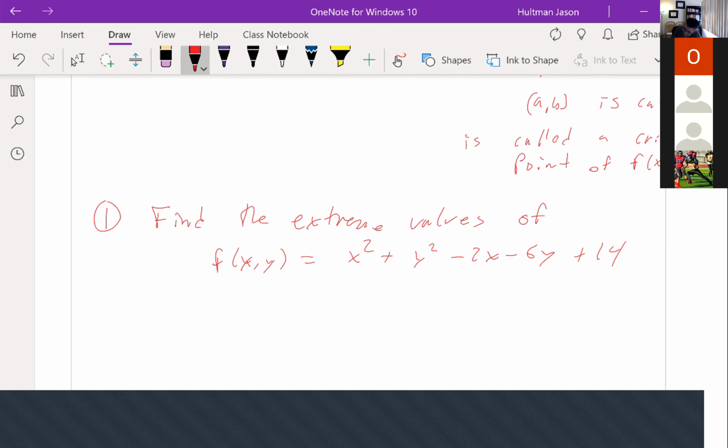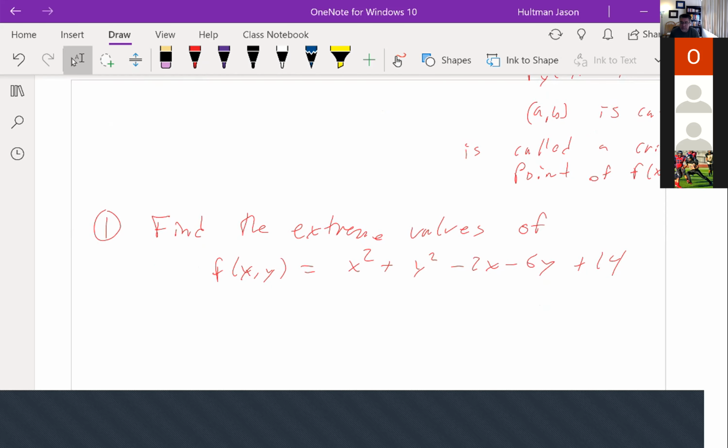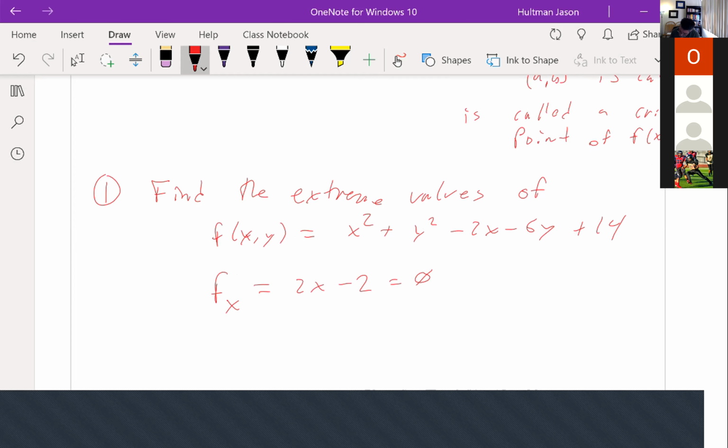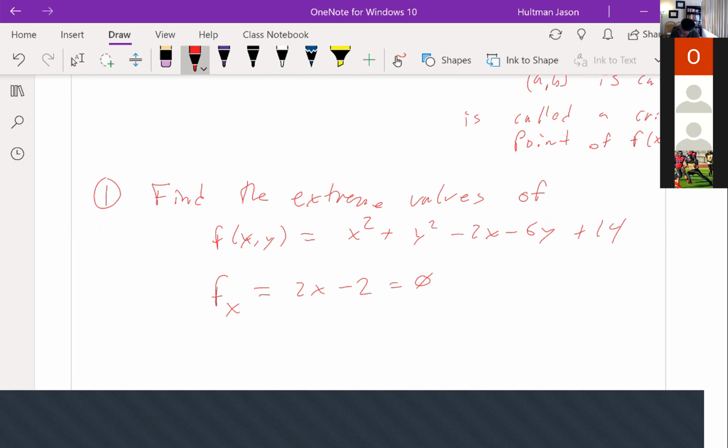Okay, let's find the extreme values. Let's find the mins and the maxes here. So what do we want to do? We want to find out, well, what's f sub x? What's the partial with respect to x? Well, that's 2x minus 2, right? And what do I want to do with that? Well, I want to set that equal to 0. So that's going to be 2x equals 2, divided by 2, x equals 1.